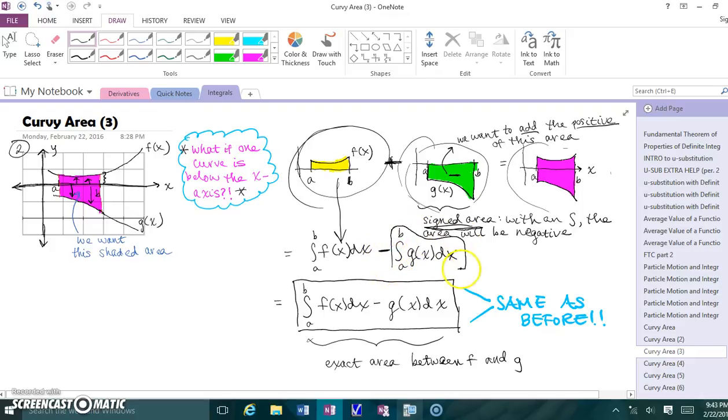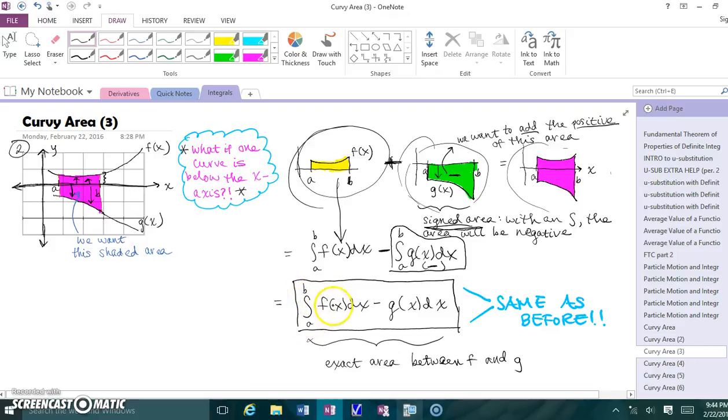Because this, remember, is a negative quantity, and subtracting a negative is the same as adding it. So I take the integral of f plus, well, in this case, it would be minus the integral of g, so the area from the x-axis to g. Subtracting this negative quantity is the same as adding. And that will give me this entire purple area here. Remember, we only want positives right now. And lo and behold, it's the same as before.